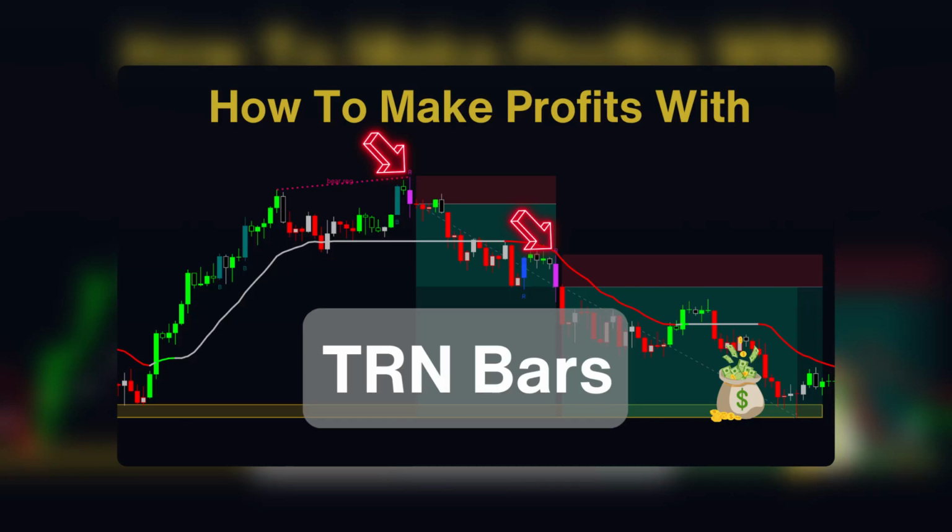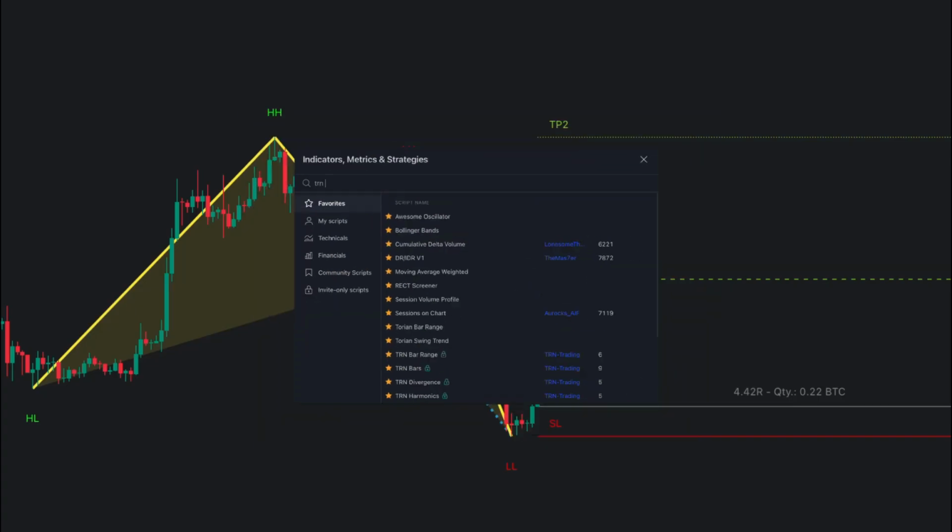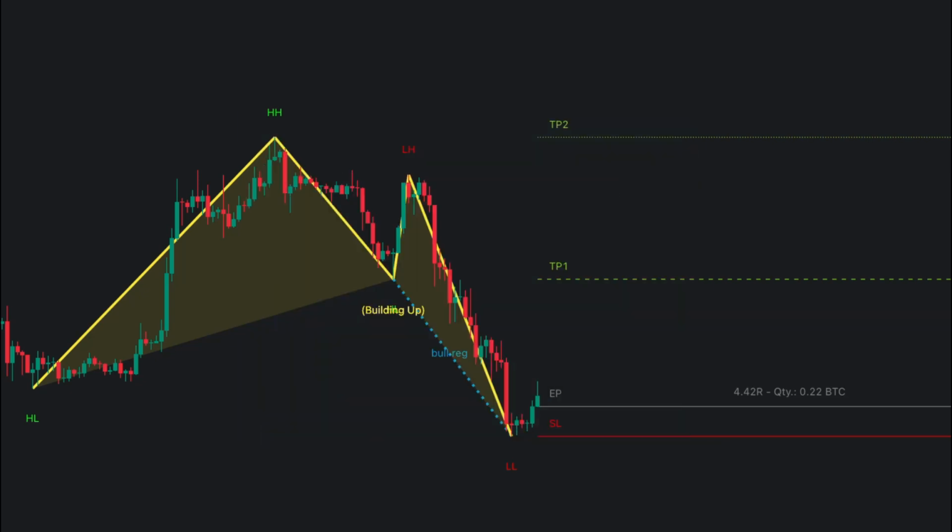Check out our tutorial on the TRN Bars indicator to learn all about how to combine them with our chart patterns. You can strengthen the signals of our chart patterns by using our TRN Swings indicator. When a pattern breaks out and our TRN Swings detects a bullish divergence, it adds more credibility to the signal.